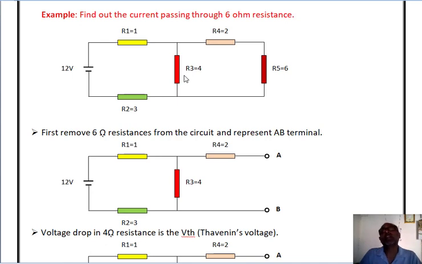Now let me solve one example using Thevenin's theorem, which will help in understanding it. Here we are taking the same example we already solved using the superposition theorem. We want to find the current passing through this 6 ohm resistance, R5. This network consists of only one voltage source, though sometimes two voltage sources are also present.